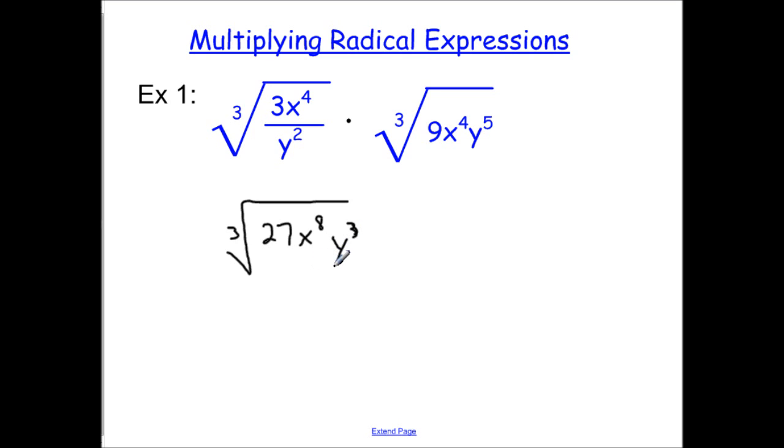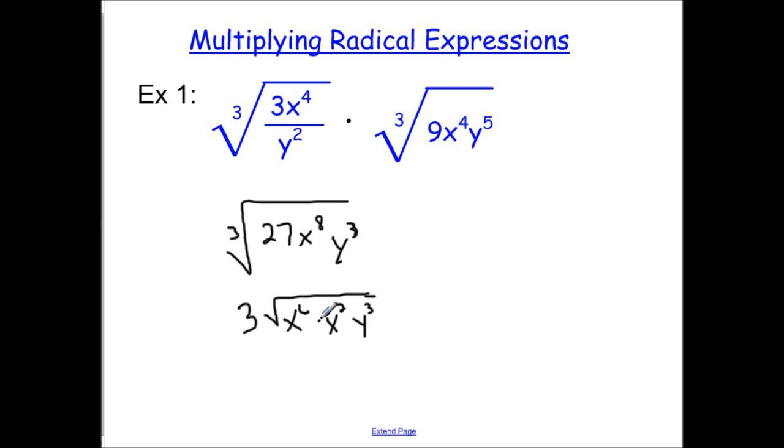Okay, so this is those two radical expressions multiplied together, and then we can simplify this if possible. So the 3rd root of 27, what number times itself 3 times will give you 27? That's 3, so we can pull the 3 out. And then x to the 8th, I'm going to think about that as x to the 6th times x squared. And we'll just drop that y to the 3rd there.